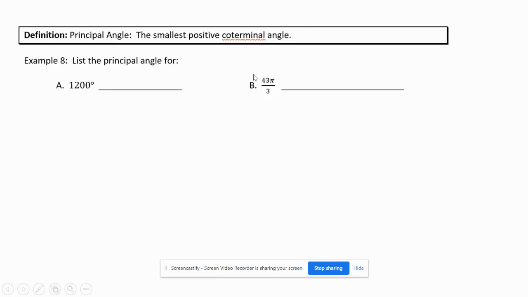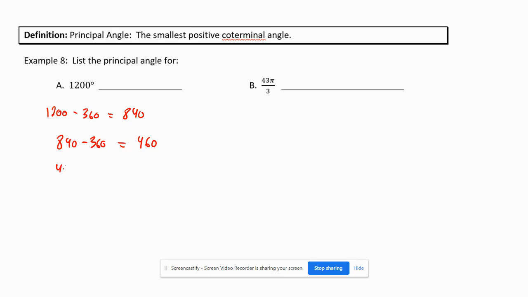Okay, another definition, guys. A lot of definitions in this section. The principal angle is the smallest positive coterminal angle. So it has to be positive, but the smallest one. So if I go to 1200, what I can do here is subtract 360, and that's going to give me 840. Now I'm going to keep on going and keep subtracting 360. So 840 minus 360 is 460.